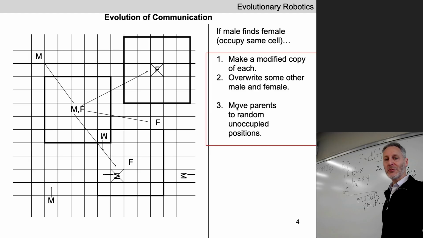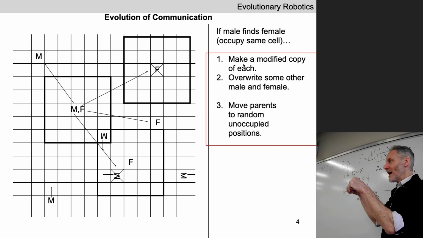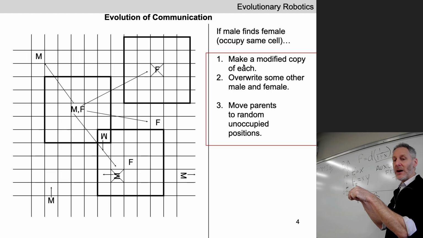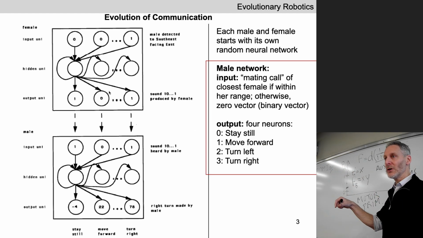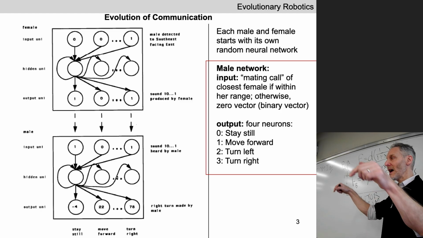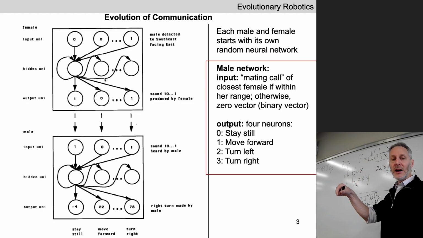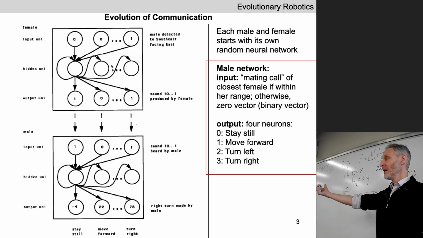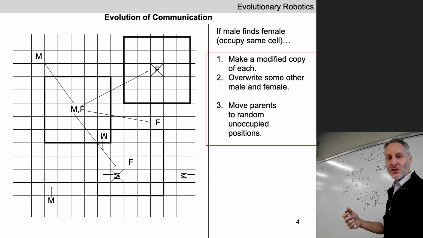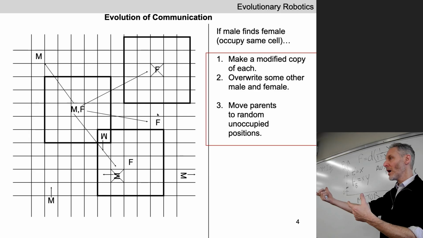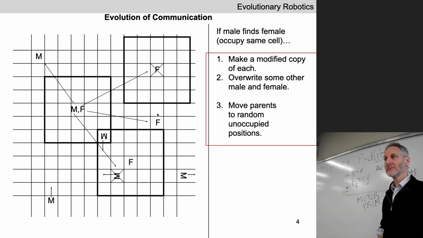A reproduction event is made up of 3 steps. We take the male and female parents that are now co-occupying that cell. We make a modified copy of each of their neural networks. So if this female and this male are co-locating, we make a randomly modified copy of this set of synaptic weights, which becomes the female offspring. We make a randomly modified copy of this set of synaptic weights, which becomes the male offspring. In every reproduction event, a male and female produce 1 male and 1 female offspring.